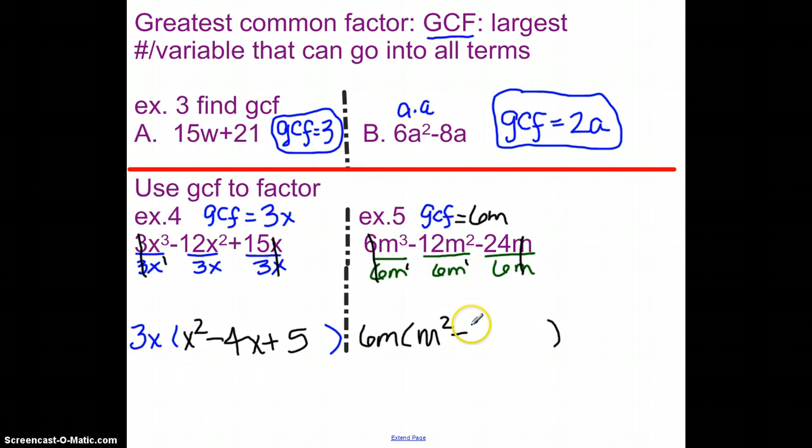12 divided by 6 is 2. There's 2 m's. I'm going to take away 1, and I'll have 1 left. Bring this subtraction down. And then 24 divided by 6 is 4. Now remember, in this kind of a problem, I could multiply this back out, and I should get back my original statement, 6m cubed minus 12m squared minus 24m. Okay, let's try one more.